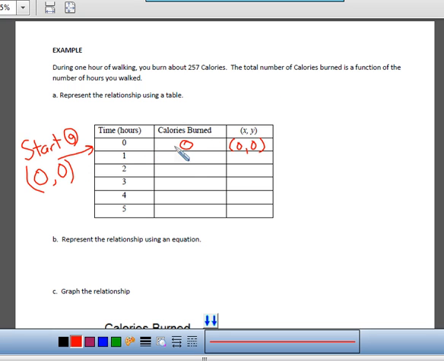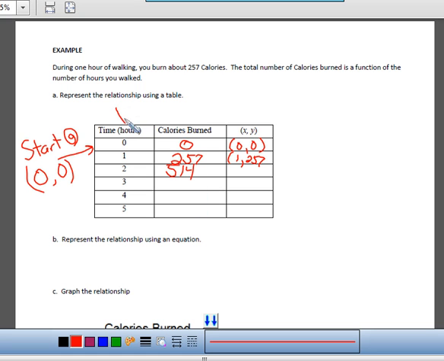Then we're going to see the table increase by 1 hour every time. And when you do, you go up by 257. So 1, 257. Then 2 hours, we add another 257, and we get 514. I'm going to go ahead and finish the calories burned.